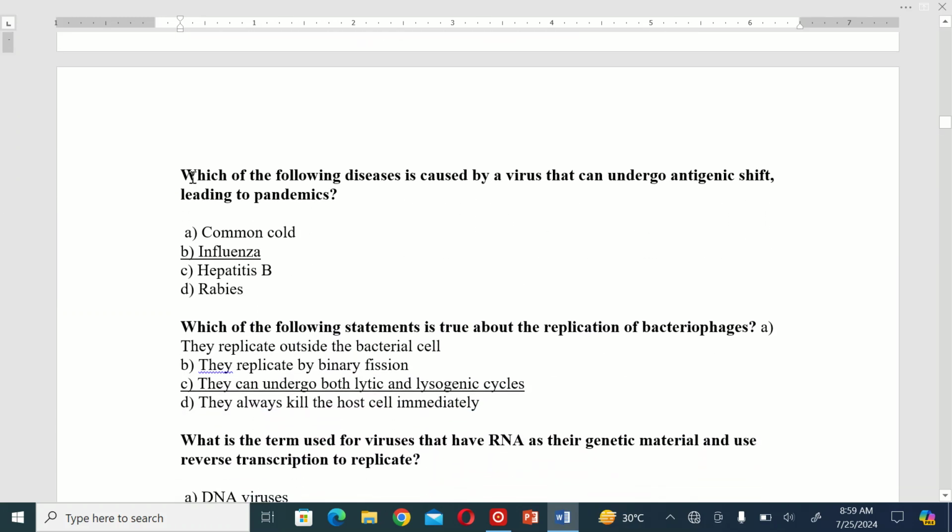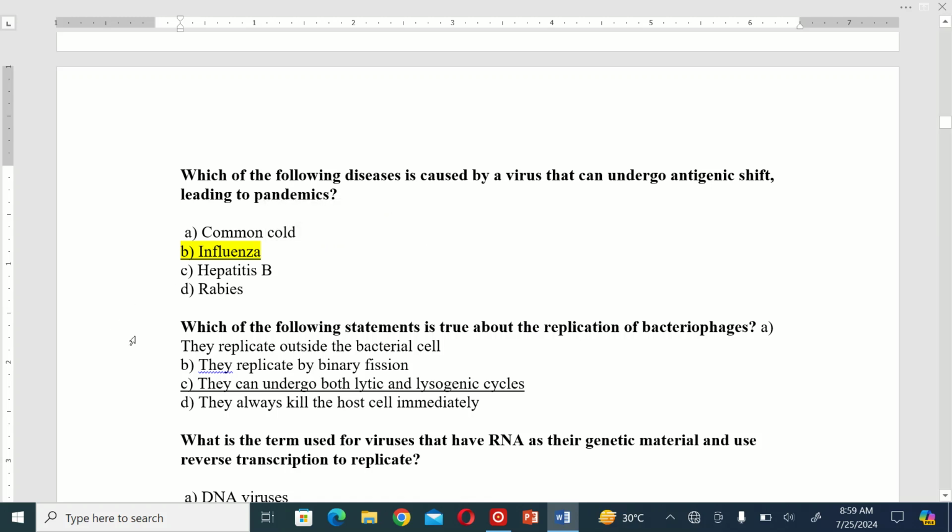And the next MCQ is: which of the following diseases is caused by a virus that can undergo antigenic shift leading to pandemics? A. Common cold. B. Influenza. C. Hepatitis B. And D. Rabies. So the correct option is B. Influenza.